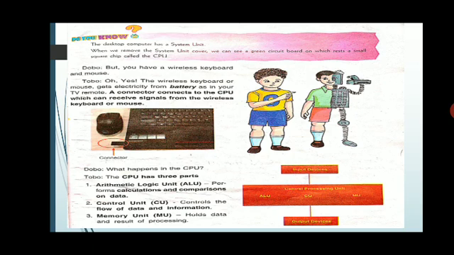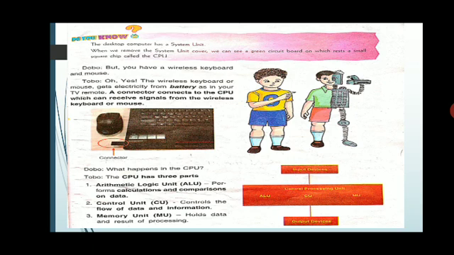When we remove the system unit cover, we can see the green circuit board on which rests a small square chip called the CPU. Dobo says, "But you have a wireless keyboard and mouse?" Then Tobo says, "Oh yes, the wireless keyboard or mouse gets electricity from a battery, as in your TV remotes. A connector connects to the CPU, which can receive the signals from the wireless keyboard or mouse." In the images, we see the connector with the mouse. Dobo says, "What happens in the CPU?"